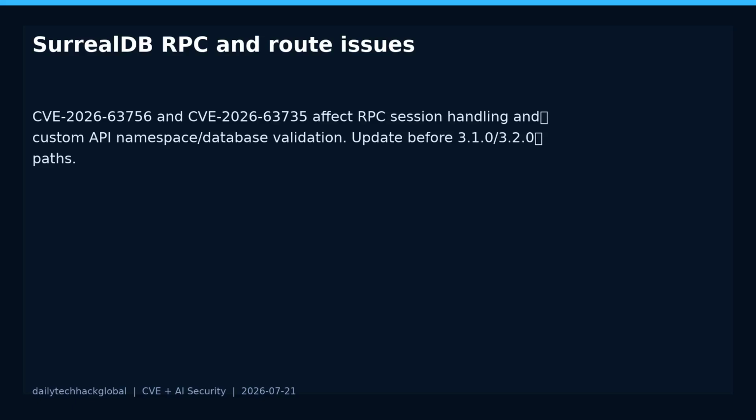CVE-2026-63766 is a critical HTTP RPC session race condition before version 3.1.0, where unauthenticated requests may inherit authenticated session state. CVE-2026-63765, fixed before 3.2.0, involves custom API route namespace and database scope validation. If SurrealDB backs AI agents, product telemetry, or internal tools, update promptly and audit custom routes and RPC exposure.